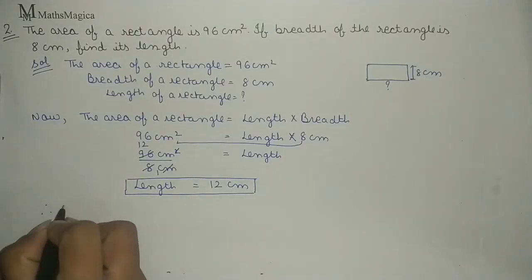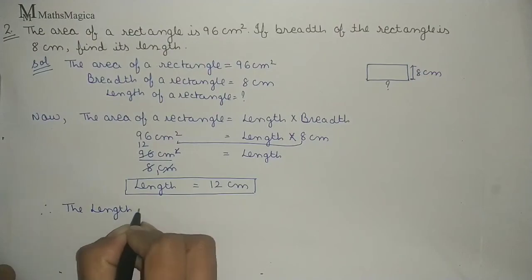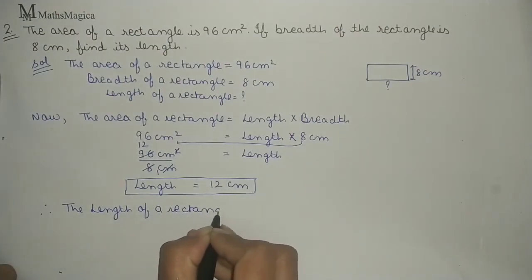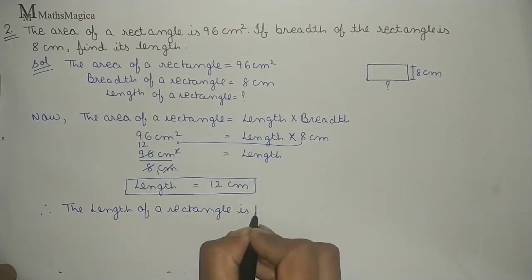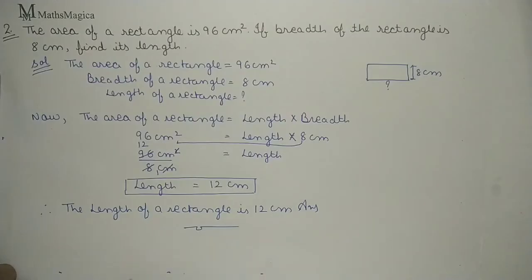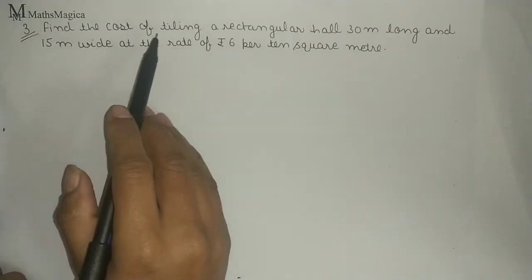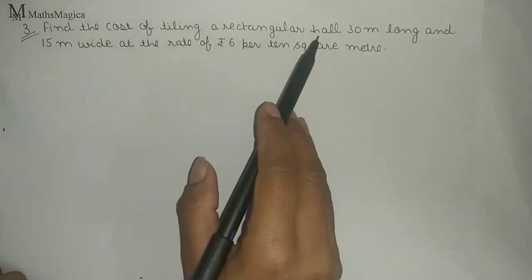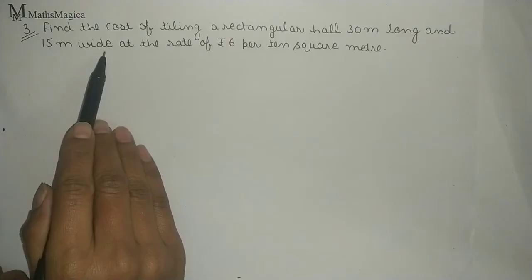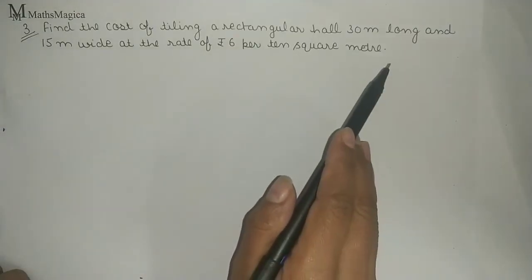Therefore, the length of a rectangle is 12 centimeter. This is your required answer. Now the third question. Find the cost of tiling a rectangular hall 30 meter long and 15 meter wide at the rate of rupees 6 per 10 square meter.